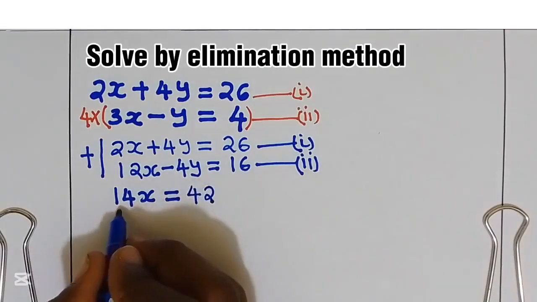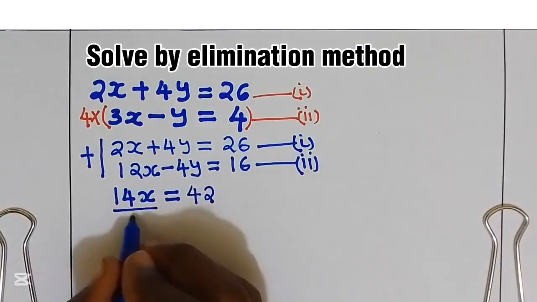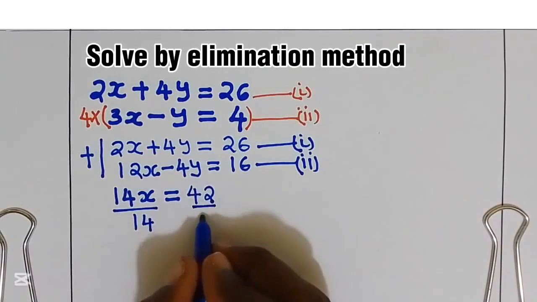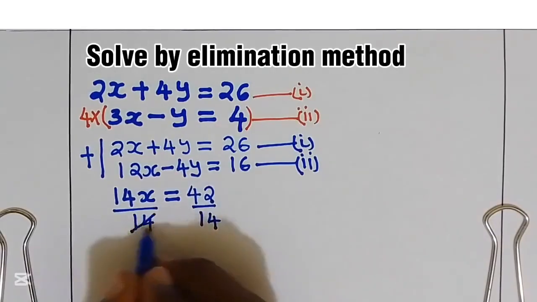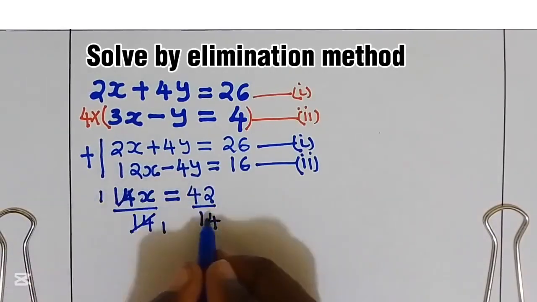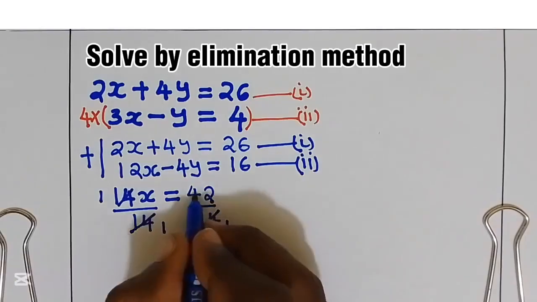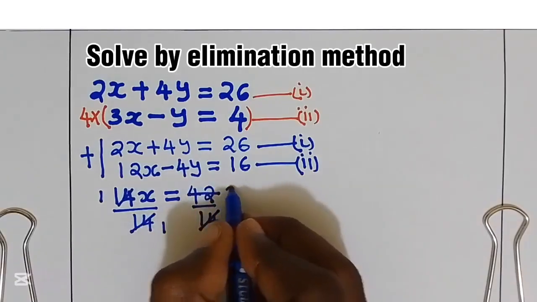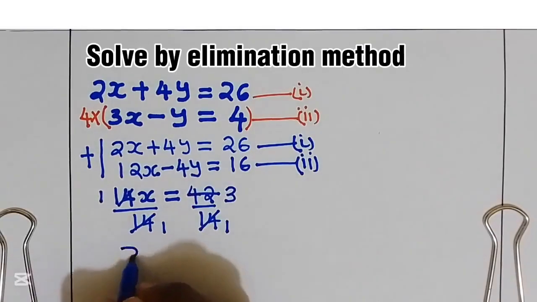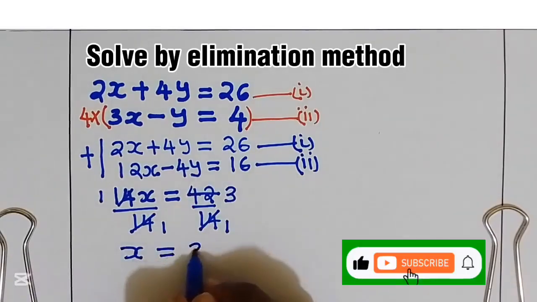I'm going to divide by 14 both sides. 14x divided by 14, I get x. 42 divided by 14, I get 3. Now I get the value of x is equal to 3.